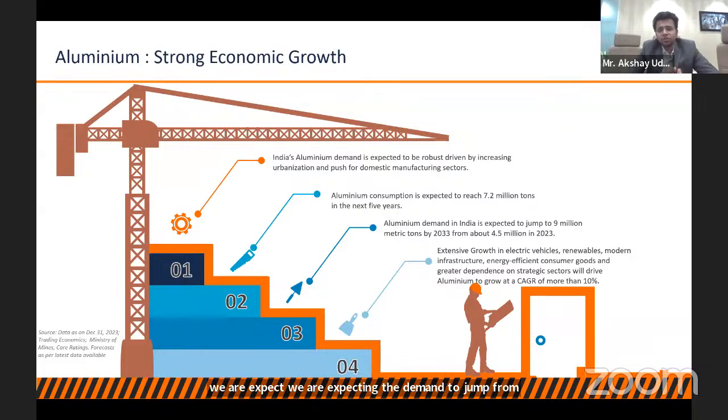It's going to be due to its extensive use in the transportation and the energy sectors. Sectors like electric vehicles, renewables, modern infra, energy efficient consumers are such sectors where aluminium is very much needed, and this overall is going to lead to an overall demand growth of more than 10% CAGR.